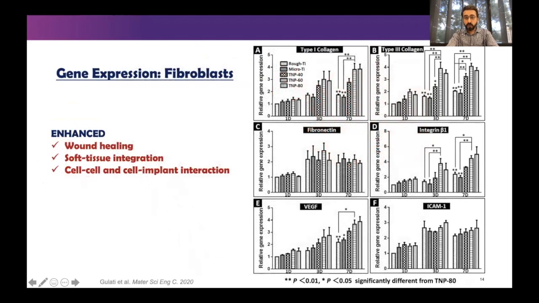Next, we look at the protein and gene expression corresponding to different proteins that enable wound healing, soft tissue integration, and cell to cell or cell to implant interaction. Clearly, for the nanopores, the expression has been enhanced over time. Particularly for the TNP80, the effect is more prominent. You can see the enhanced activity of collagen type 1, collagen type 3, and also integrin beta 1, clearly indicating that the nanoporous surfaces would promote a more wound healing profile, which is what is needed for the soft tissue integration.